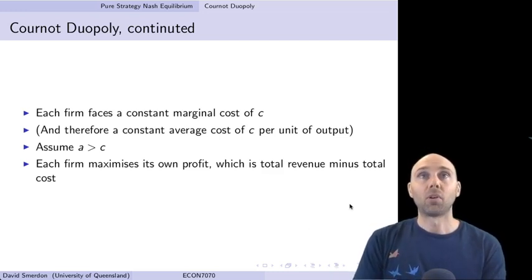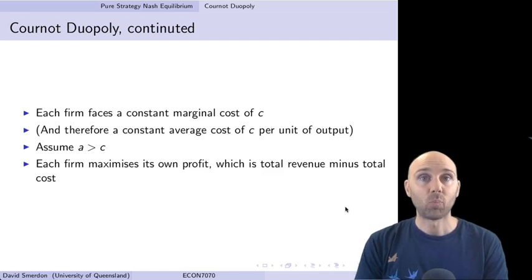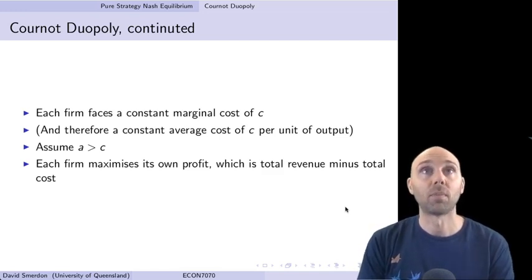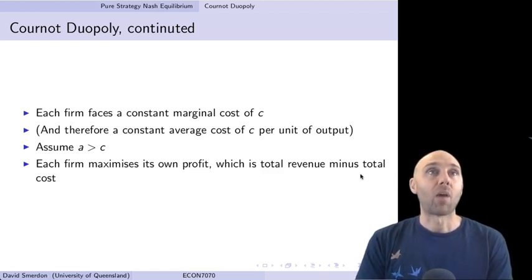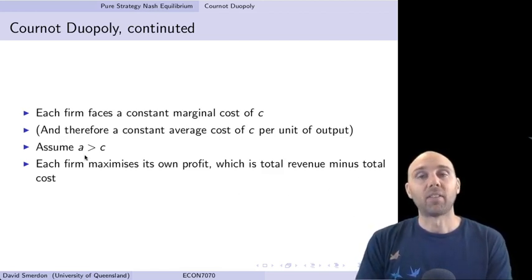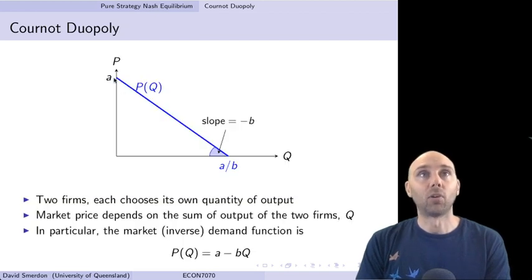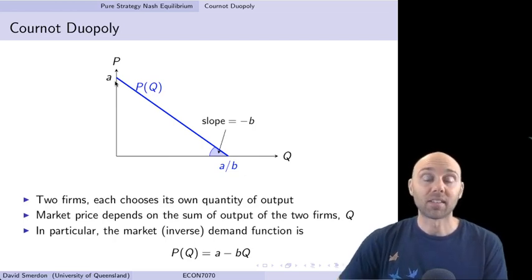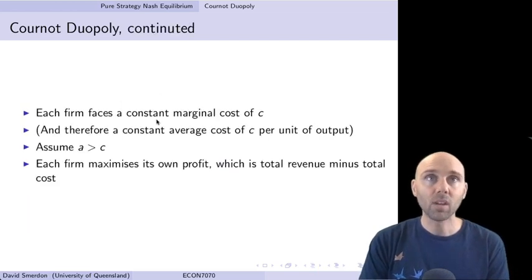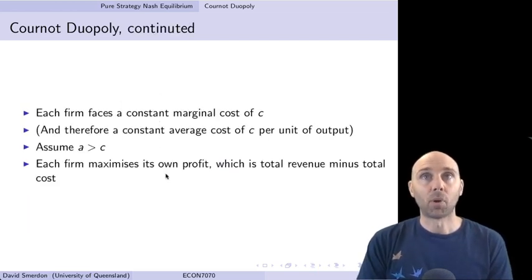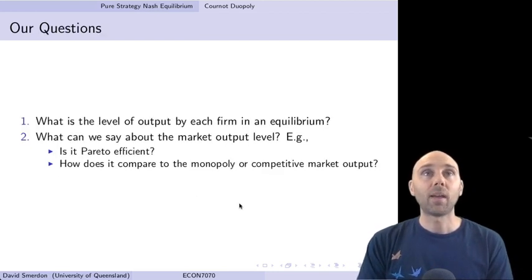So there's a constant marginal cost C, which is the same for both firms, which means that there is a constant average cost of C per unit. And we need to assume that A is greater than C. Remember, A is the vertical intercept up here. It actually won't make any sense if A is less than C because no firm will have any incentive to produce anything. Each firm maximizes its own profit, which we know is total revenue minus total cost. And now we have all the information we need to solve the game.